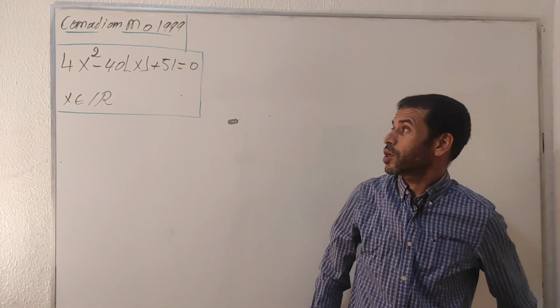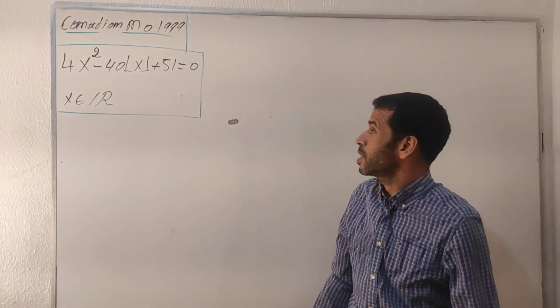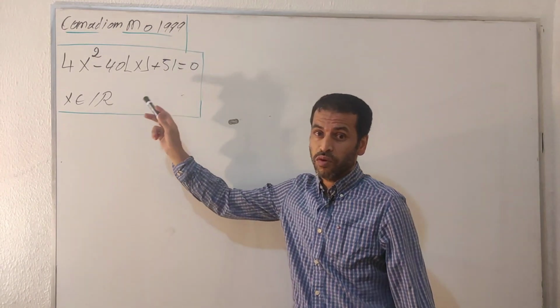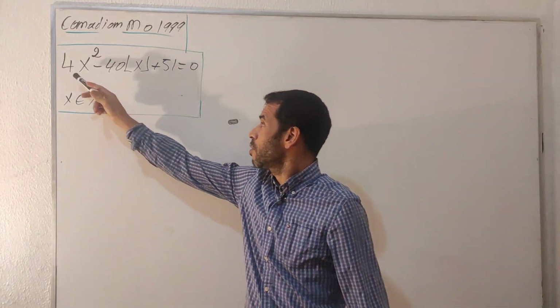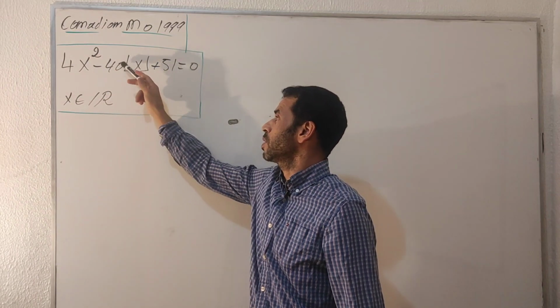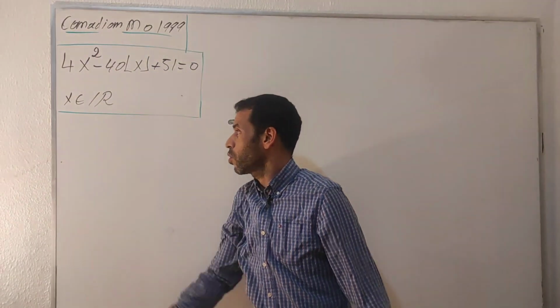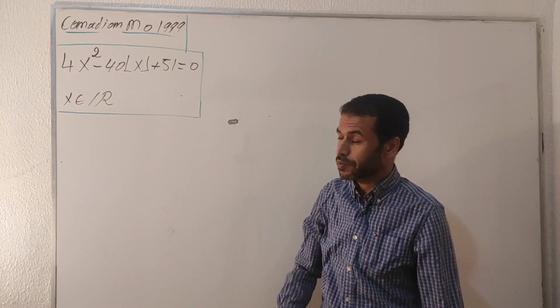In today's video, here is a nice problem. It's coming from the Canary Mathematical Olympiad, edition 1999. Here is the following equation involving the floor function: 4x² − 4⌊x⌋ + 51 = 0, for x a real number.